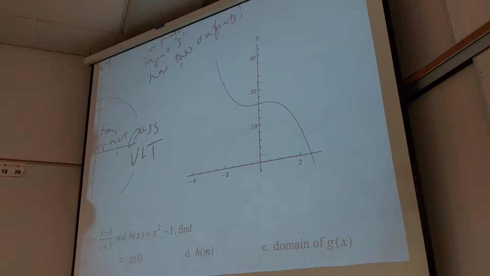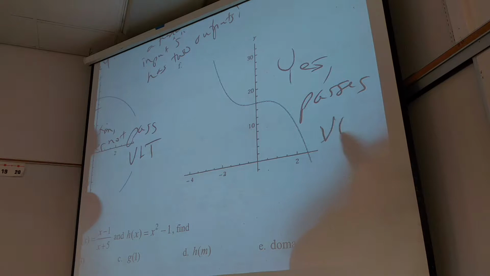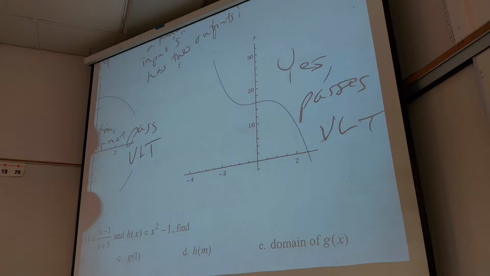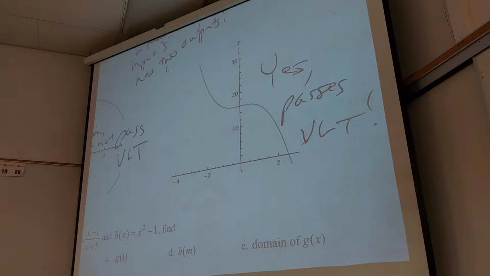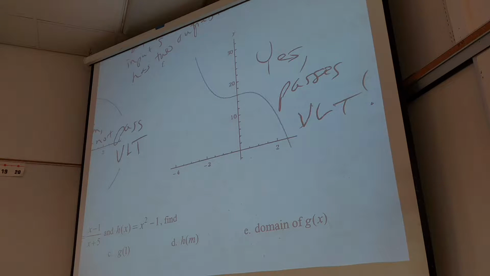What about this one? Yes, it passes the vertical line test. So we'll be allowed to do the Olympics, Maria. Okay.